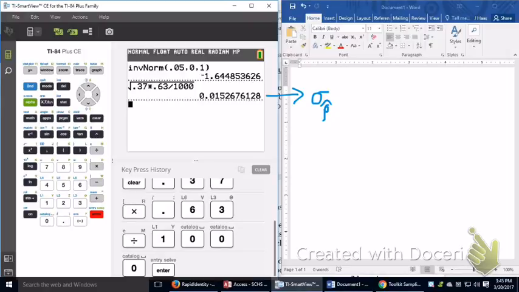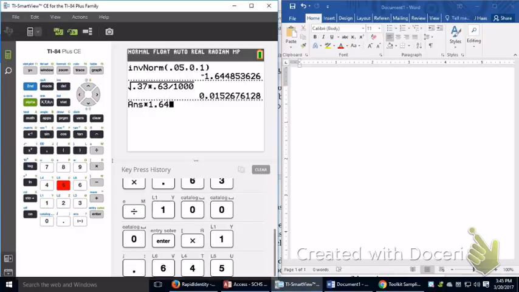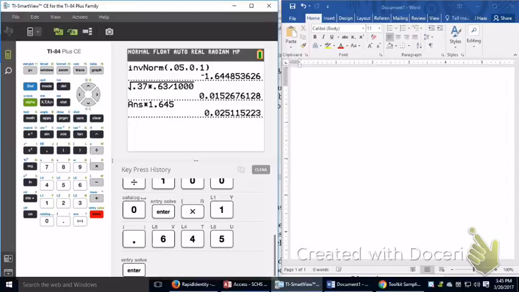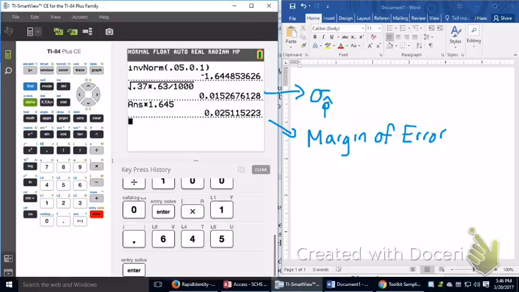Now, to go from that to a margin of error, what I do is I take that value and multiply it by the critical value, 1.645. This will give me my margin of error. The margin of error looks at the value of the standard deviation of your sample proportion and your level of confidence and its associated Z critical value to come up with how much you will report your margin of error at. So basically, when you report your statistic, you're going to give yourself plus or minus 2.5% or plus or minus 0.025.